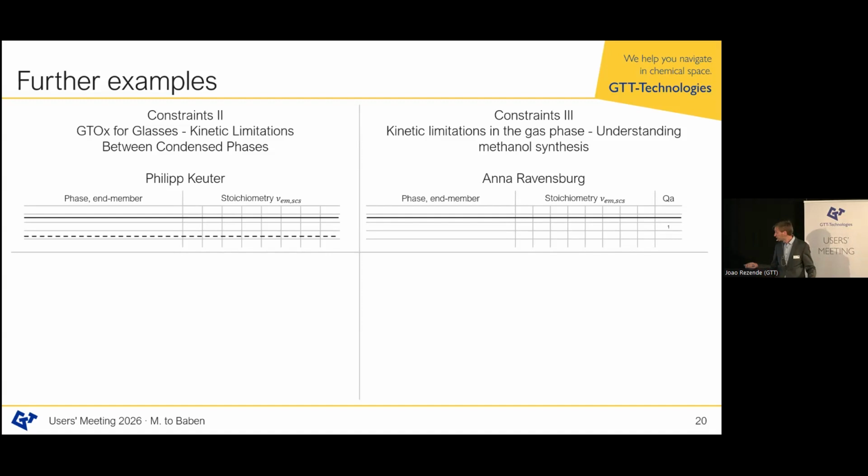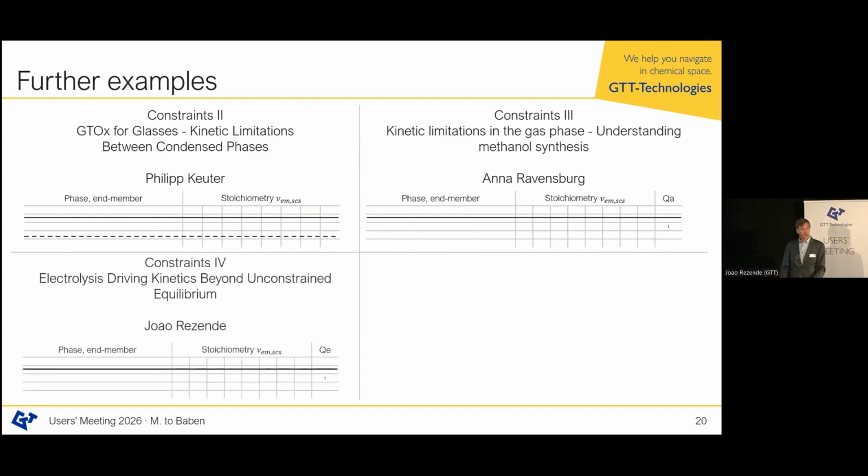Okay, while Philip will talk about eliminating phases and also setting phases dormant, Anna will eliminate phases and she will also introduce QA as an extra constraint. Then Joao will later talk about using electrolysis to drive systems away from equilibrium. So you're using the electrical potential, and there, because simply we like to do this, we don't call this QA anymore, but it's just QE for an electron. But that is used in the electrolysis case. Joao will also eliminate a couple of phase constituents.